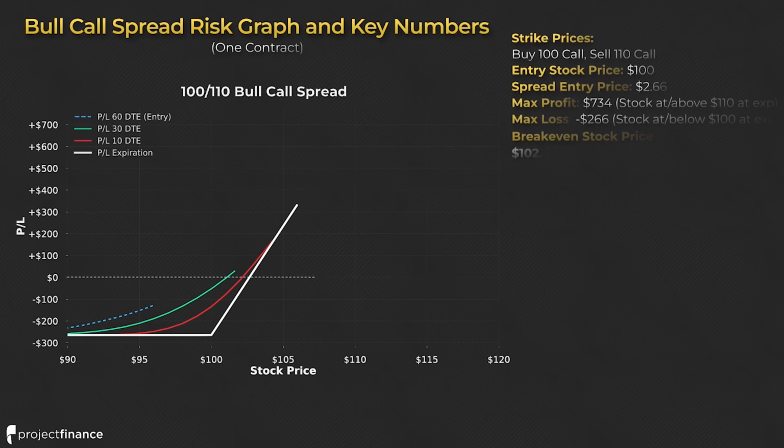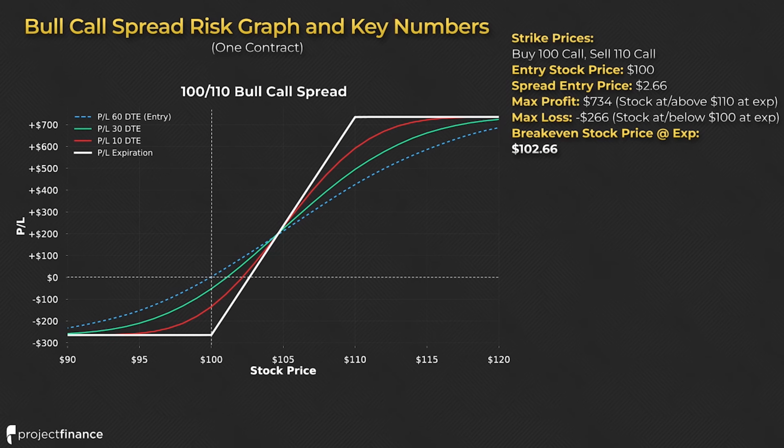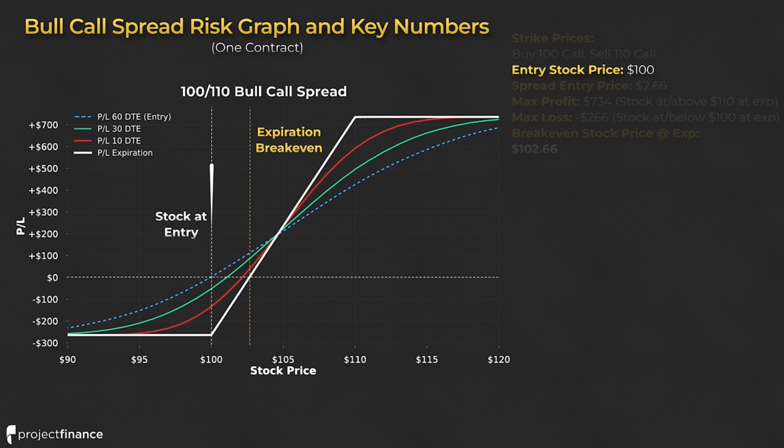Here's an example risk graph of a 100-110 bull call spread that I calculated with an options pricing calculator. The stock price at the time of entry is $100, and in this simulation, I purchased a 100-110 call spread with an entry price of $2.66. And this spread had 60 days to expiration at the time of entering the trade.